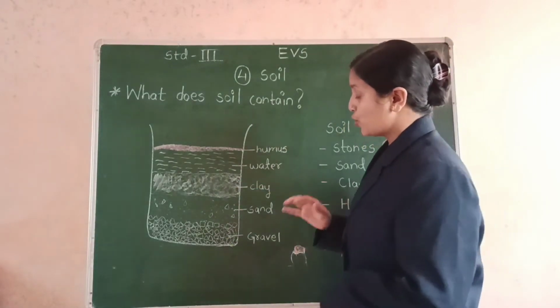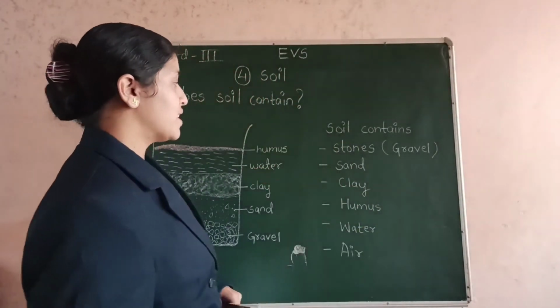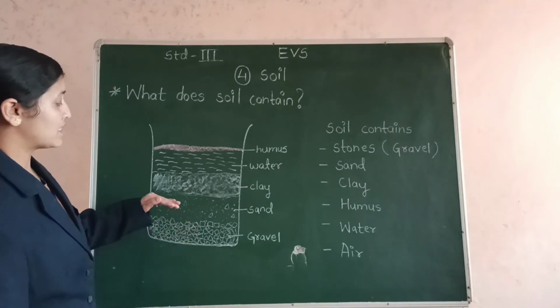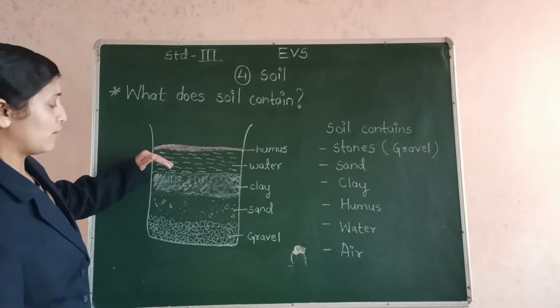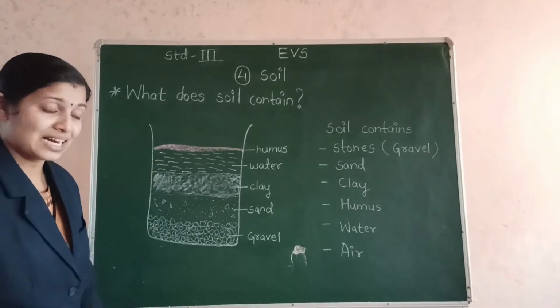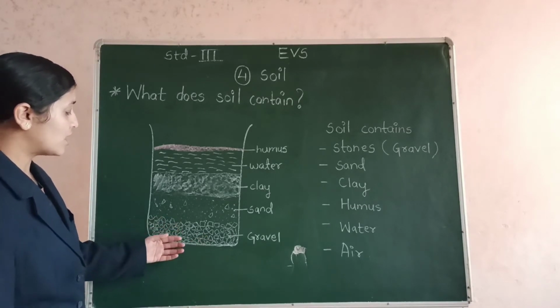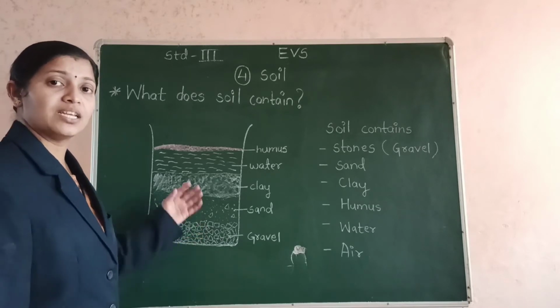The ingredient which is the heaviest will get settled at the bottom. Then you will have the second heaviest material, then the third, then the fourth. So you will see this kind of situation in that glass jar. The gravel, that is the stones, will get settled down at the bottom of the jar because they are the heaviest material in this soil.